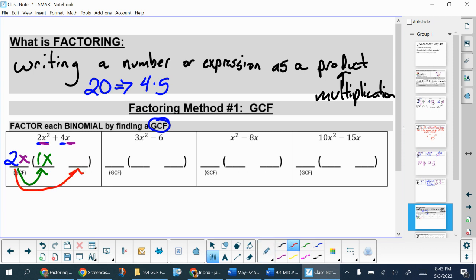2x times what makes positive 4x? Well, I have 2, and I need to multiply by something to get 4. Well, 2 times 2 is 4. I already have an x, and I only need an x, so I don't need another x here.